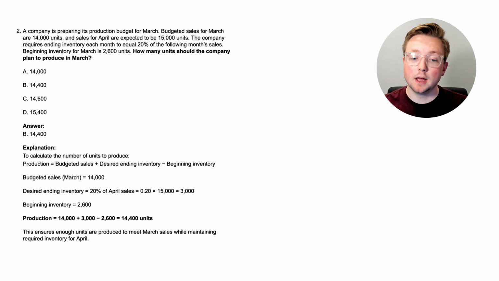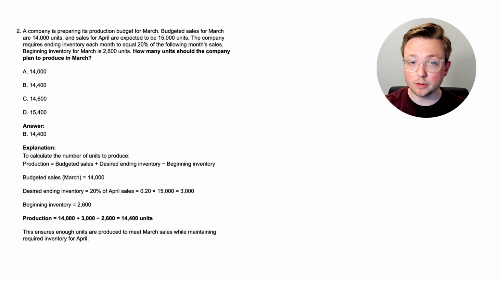So it's really not too complicated once you know how to do it. We take the budgeted sales for March, 14,000. That's how many they want to sell, so they have to have at least 14,000 units to sell in March. That's what we start with. The desired ending inventory is 20% of April sales. So they need to not only sell the 14,000, but they still need to have 20% of April sales on hand at the end of March. That's 20% of the 15,000 they want to sell in April, which is 3,000. So they want an ending inventory of 3,000 units to more easily meet the sales target in April.